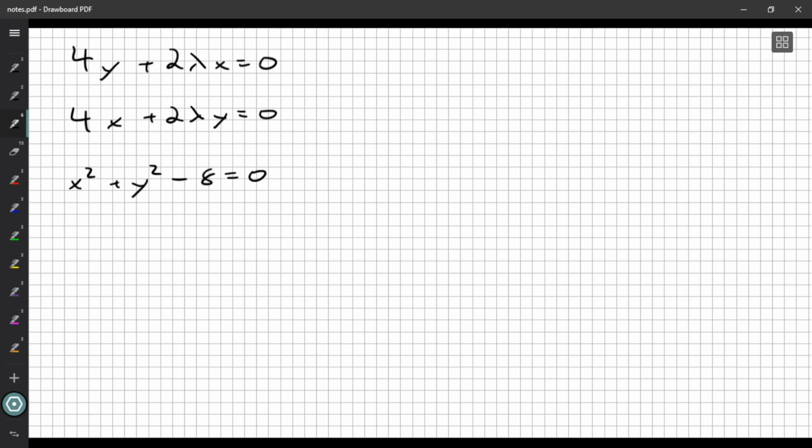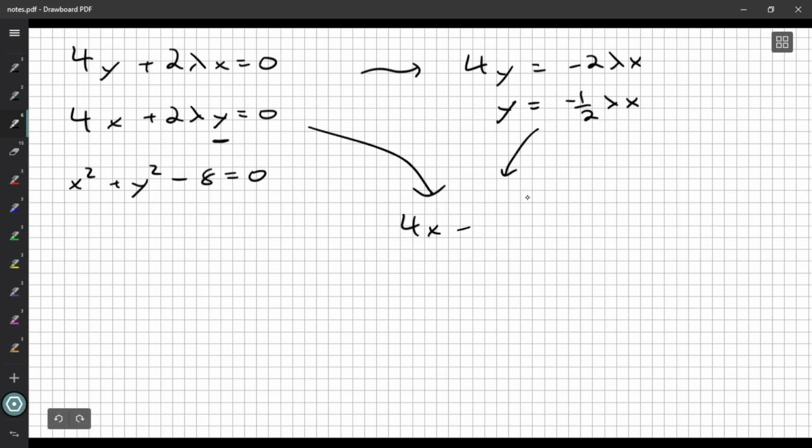Okay, what can we do? Well, I noticed the first two have x's and y's and some lambdas. What we might do is rearrange the first expression and say that 4y is equal to negative 2 lambda x. Then we can get y as an expression in terms of lambda and x, and put that back into the second equation. Plug that in, and we'll get 4x plus 2 lambda times negative 2 lambda x.